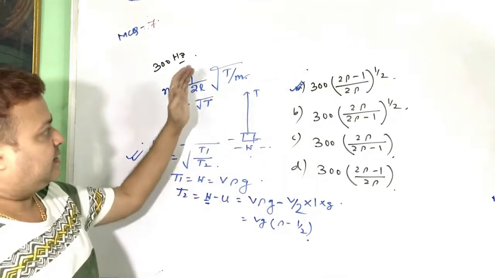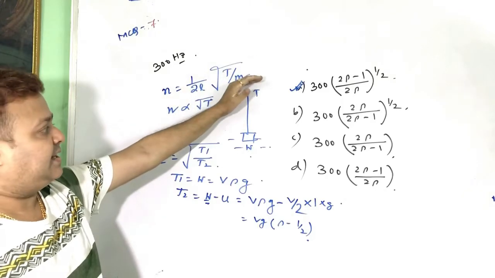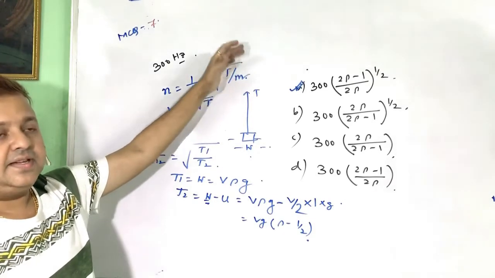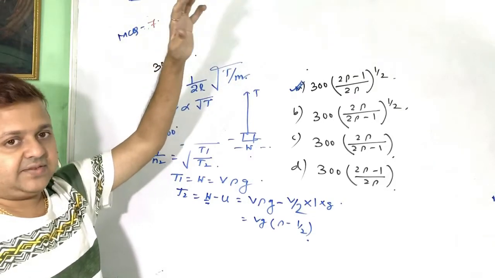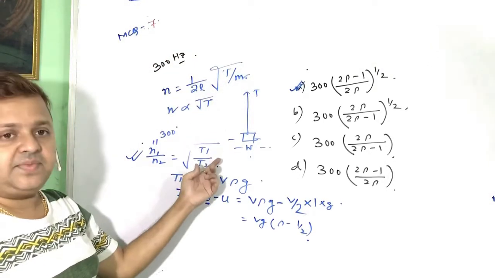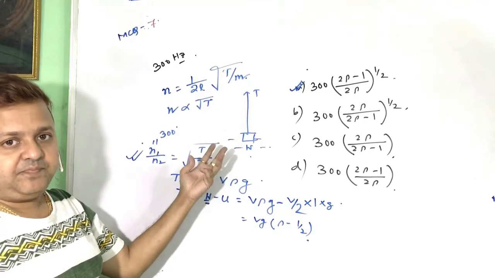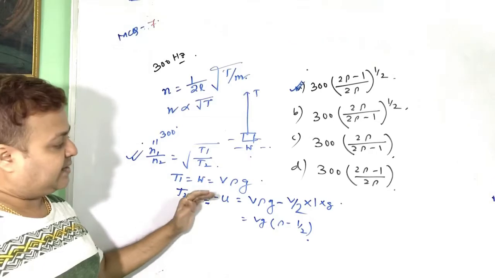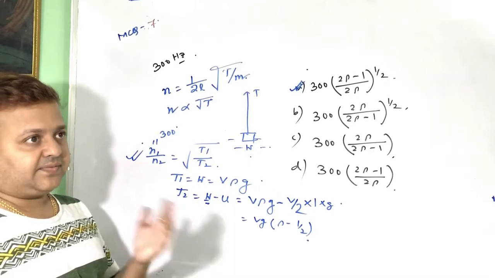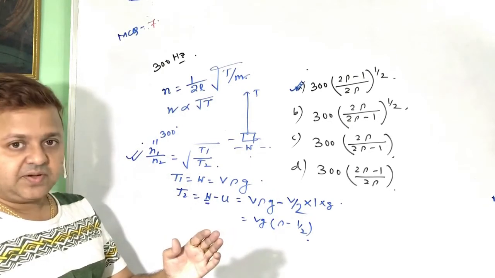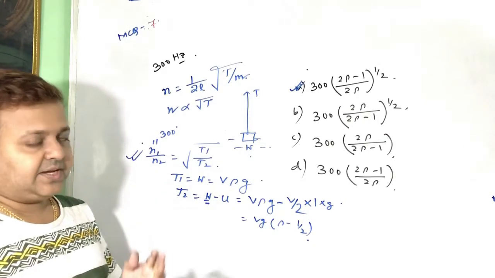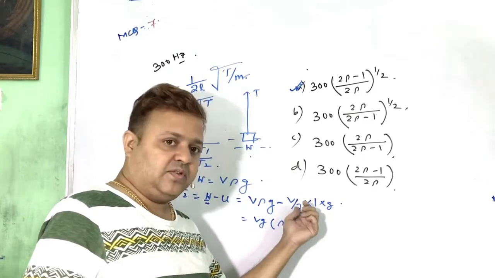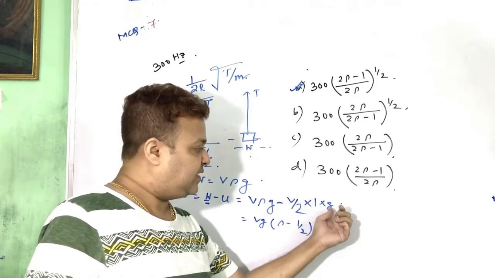The length of the string remains same, linear density, that is mass per unit length, remains same. The variable is the tension. In first condition it is hanged from a thin wire, so the tension is the weight of the block. Now it is immersed into the water, half of its volume, that is weight minus upthrust. What is the upthrust? Weight of the liquid displaced by the body. What is the volume of the liquid displaced by the body? Half of its volume submerged into the water, that is V by 2. Density of the water is 1 in CGS system, into g.